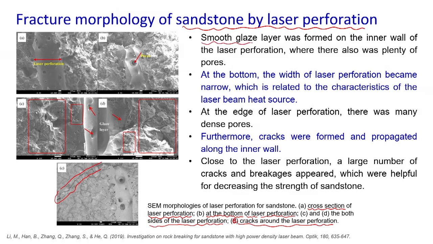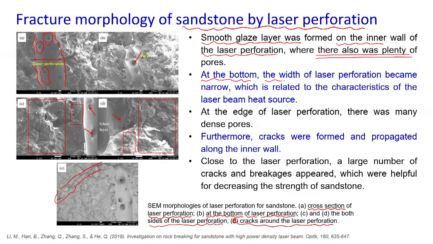A very smooth glaze layer was formed on the inner wall of the laser perforation. So if you notice picture A, here you notice that there is a very smooth or glazed surface at the inner wall. However, many holes or pores are noticed. So these are the pores which you can notice over here. These are due to the release of the entrapped gases.